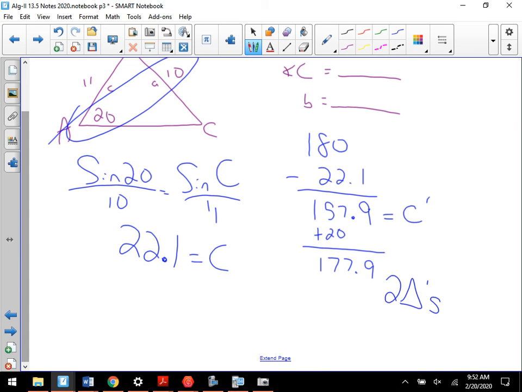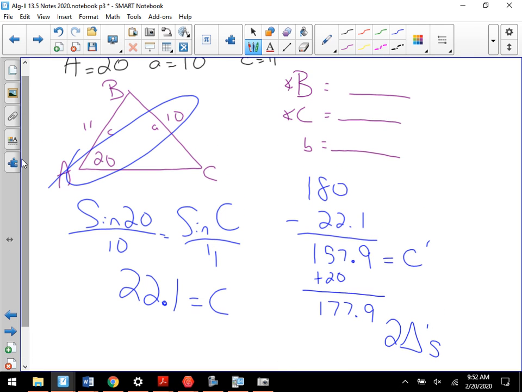We figured out angle C. I'm going to use this 22.1, and then I do the 20. I add that together, I get 42.1, subtract that from 180, gives me angle B. Excuse me. So this is 22.1. Was it 137.9? Yeah. Okay. So it gives me angle B at 137.9.